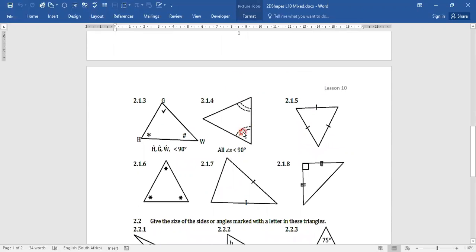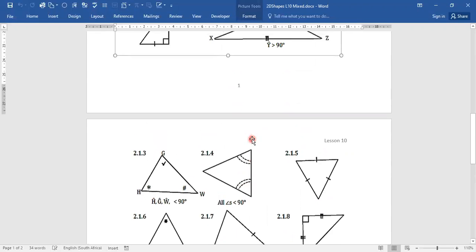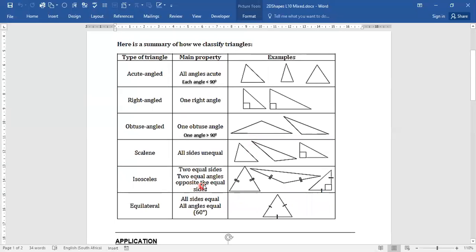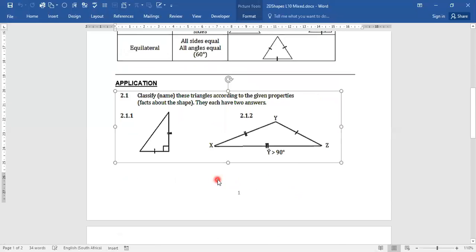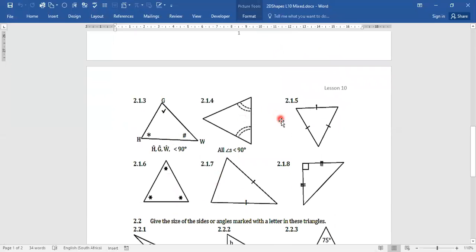In this triangle here, it also gives you all angles are less than 90 degrees. And in terms of sides, there's no markings, but we have two equal angles. And remember, two equal angles fall under isosceles. So for each example, you need to state the two properties or two types of triangles that you have in each question.